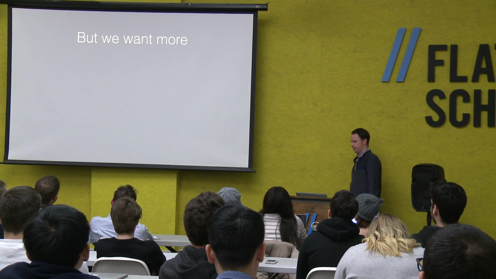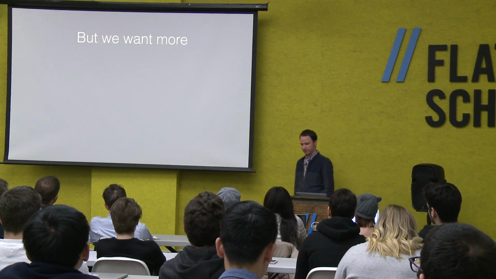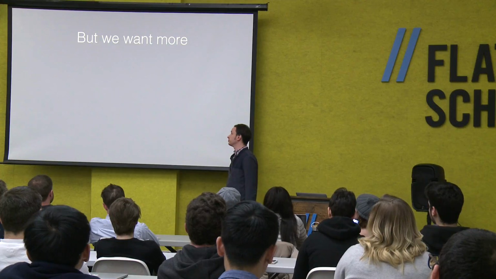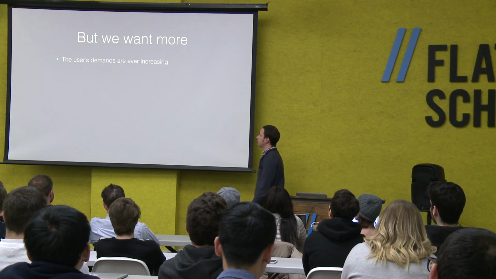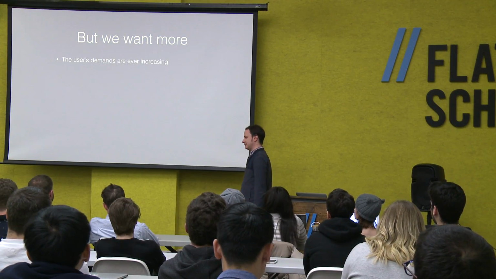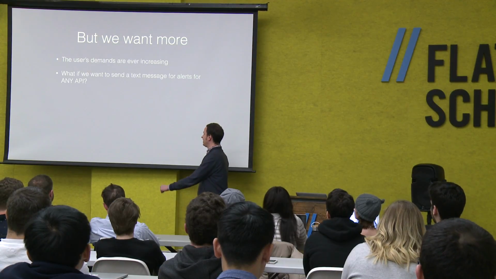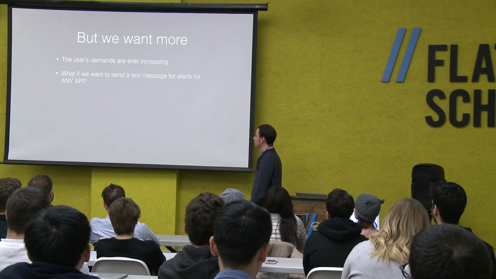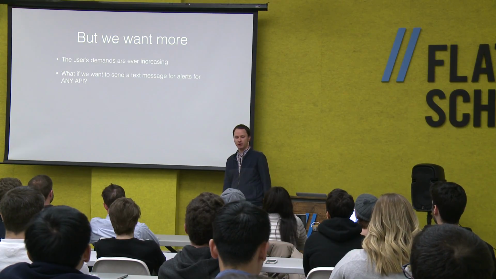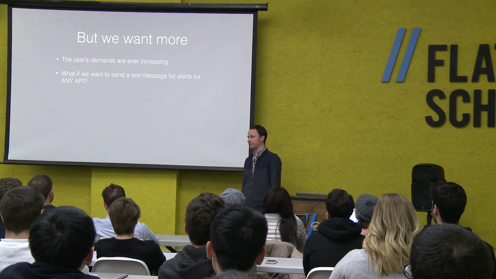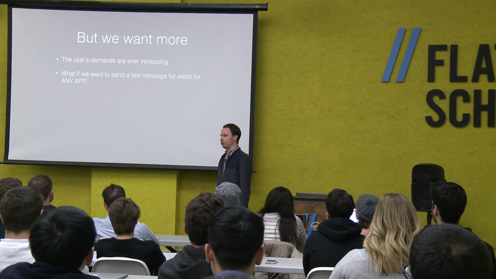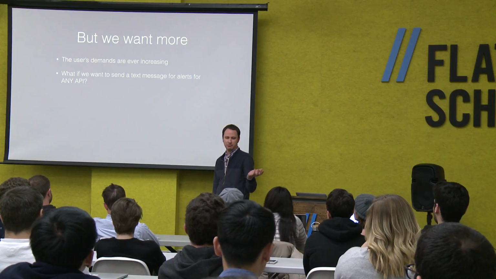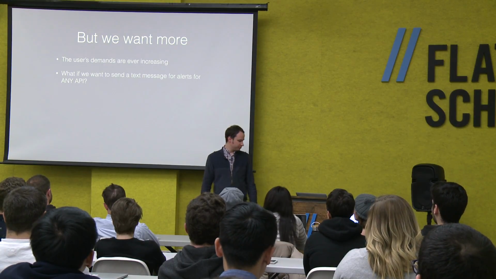But we want a lot more. We're very far from the end state of this app. Spoiler alert, we don't even get there at the end of this presentation. My demands are increasing every day. So what if we want to send a text message for alerts to any API? We don't want this app to just be StubHub-centric. We want this app to be able to send Twilio text messages given a message, right?